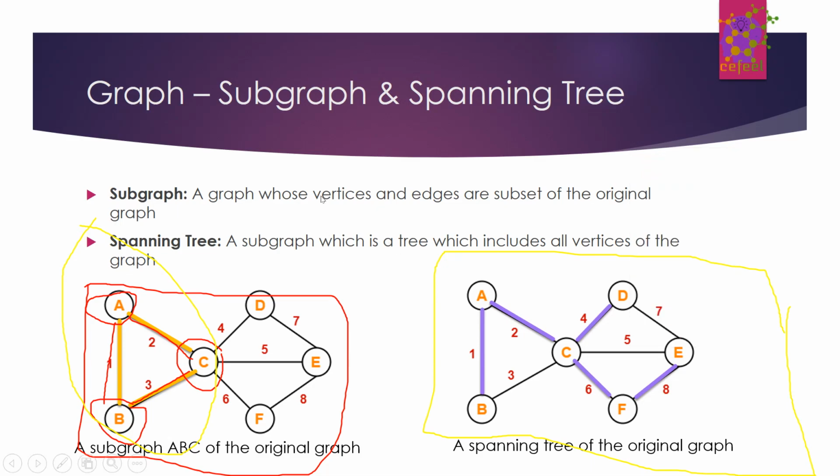So this is a tree. Notice it doesn't have a cycle, and it is a subgraph of the original graph. Remember, we are not taking the edge BC into consideration, because then it will not form a tree. So it's a subgraph which is a tree, and it connects to all the vertices. It doesn't leave any vertices. So that is a spanning tree.